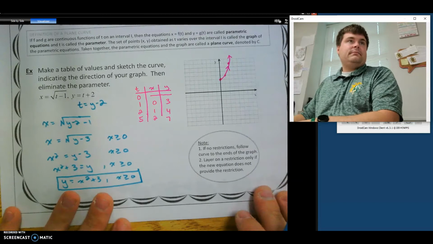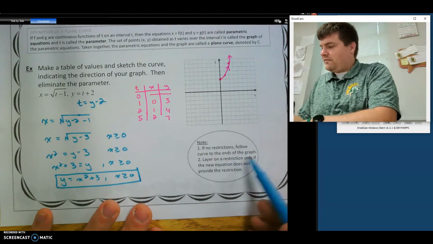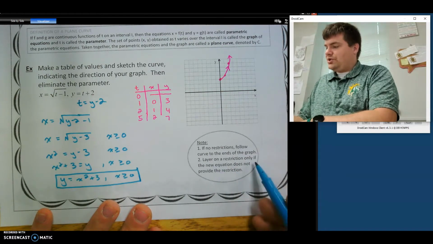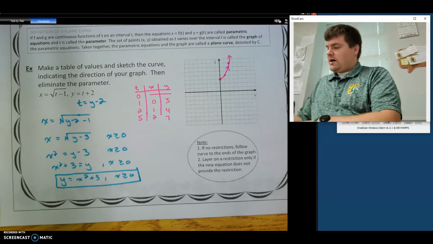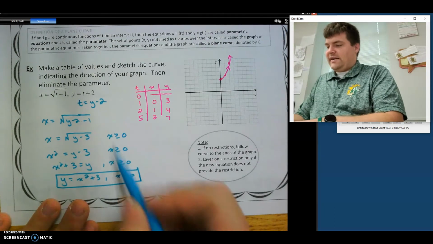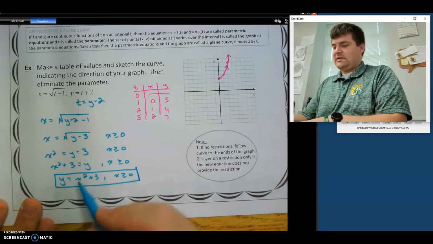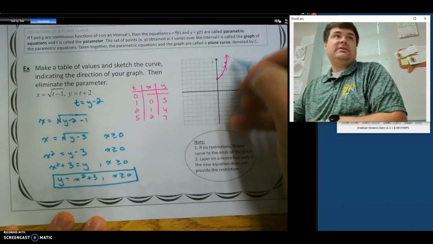So pretty much, here's some little notes. If no restrictions, follow the curve to the ends of the graph. Layer on a restriction only if the new equation does not provide a restriction. So I had to layer this restriction because x can never be negative. So this is the parabola, half parabola, which you can kind of see right there from pink already.